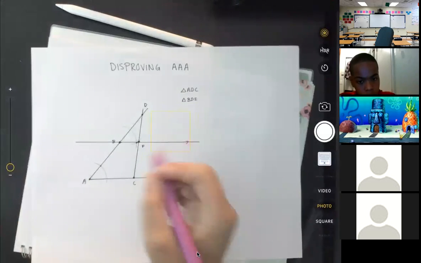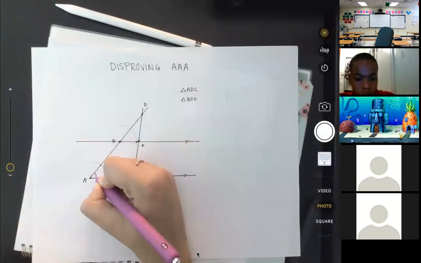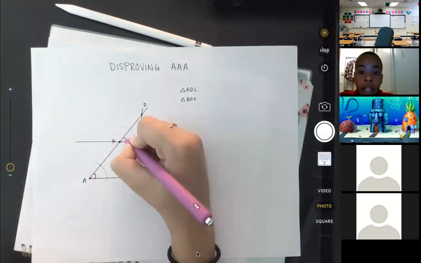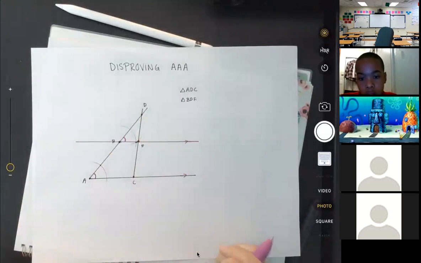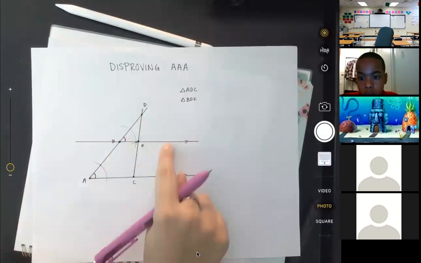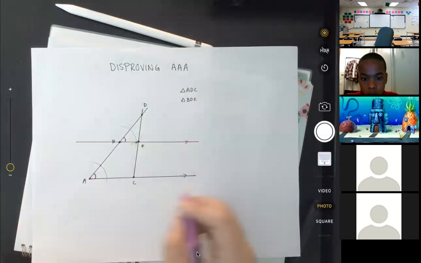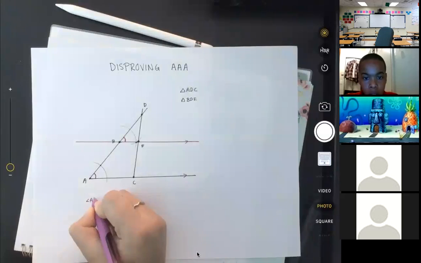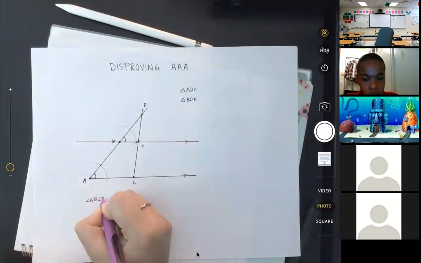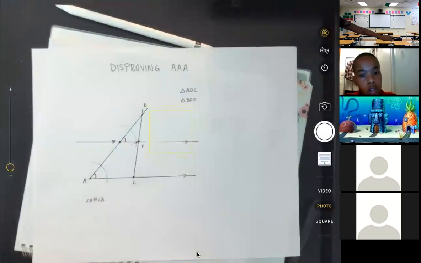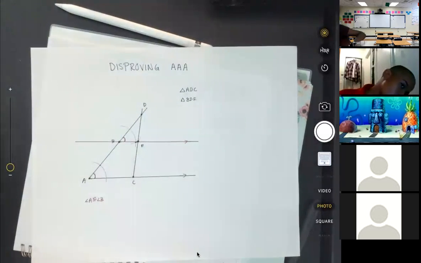Okay, so what do I know about angle A and angle B? If these two lines are parallel, they're congruent. Angle A is congruent to angle B. What type of angles are they? Corresponding. Corresponding angles, good. Let me get another color, hold on one second.